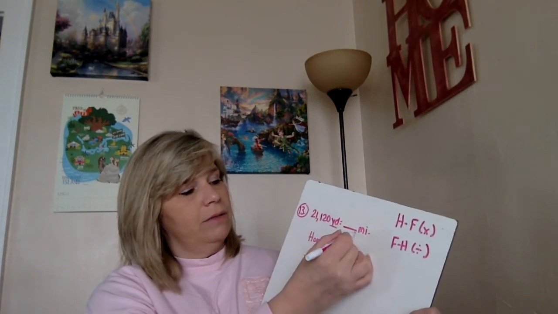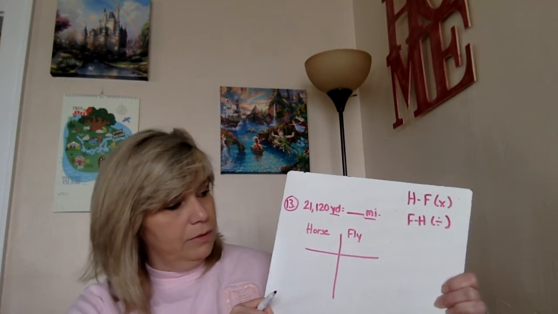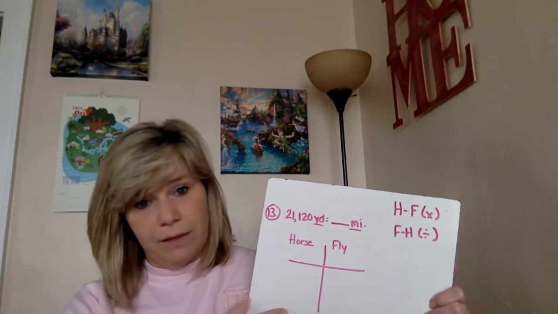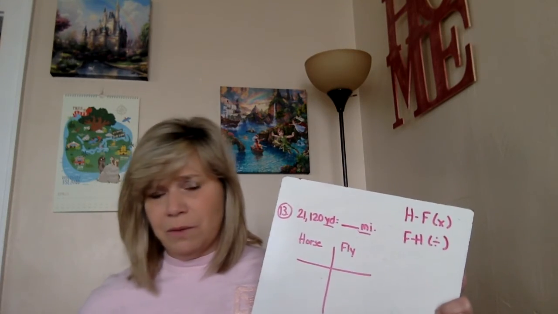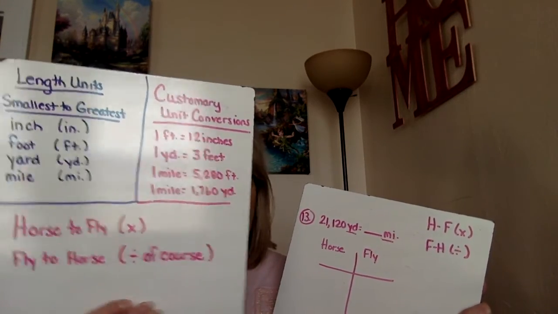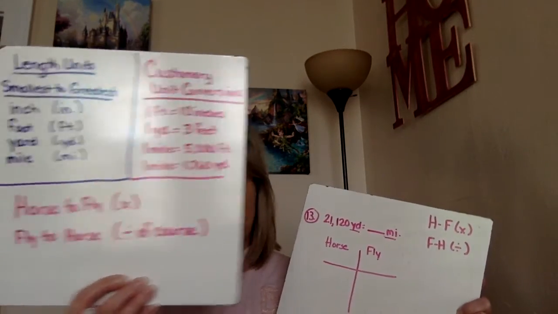All right, now let's look at our units. Don't worry about that number. Let's look at those units. Who's bigger, the yard or the mile? And hopefully you said the mile, okay? If you're like, I don't know which one's bigger, Miss Brown, chart. That's what's good to have in front of you. We look and the mile is bigger than the yard because we listed them from smallest to greatest.